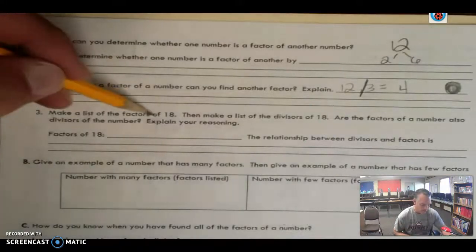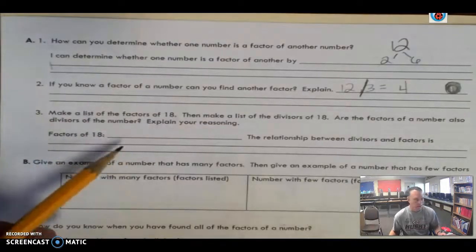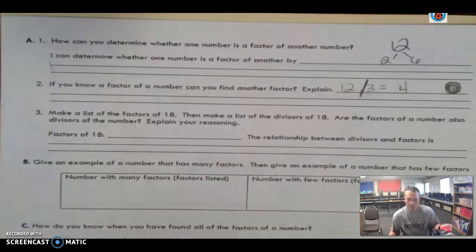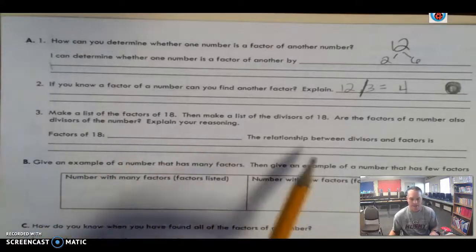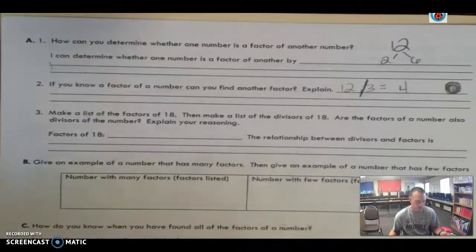Make a list of the factors of 18. Then make a list of the divisors of 18. Are the factors of a number also the divisors of a number? So go ahead and try that. When I say try it, I want you to attempt to write this in. Pause this video, and when you come back, I'll have the answer. Go ahead and pause it and try to write all the factors of 18, and see if you can answer what the relationship between divisors and factors is. Then click it back on.